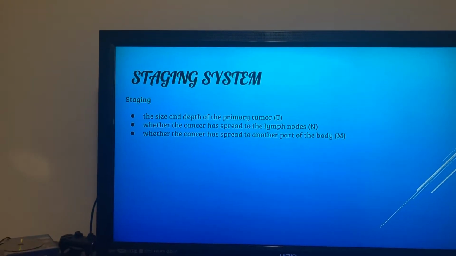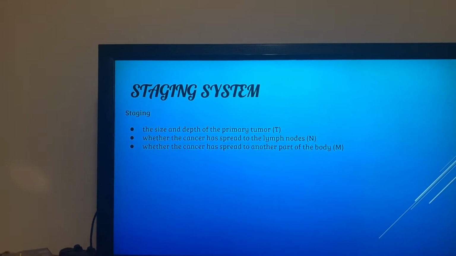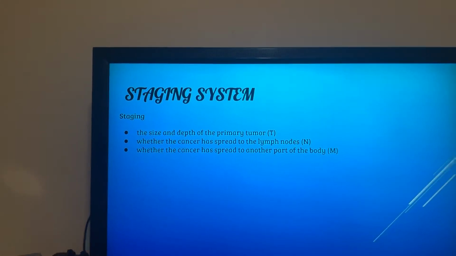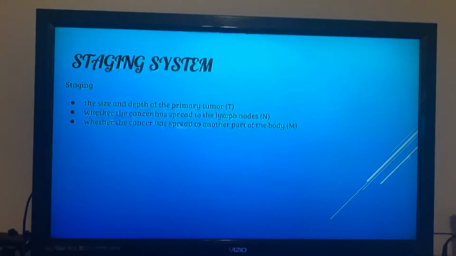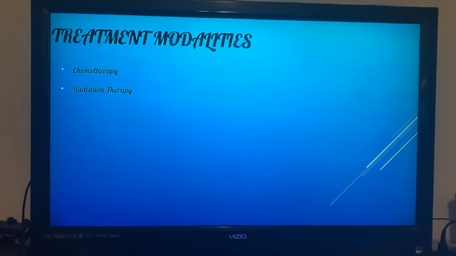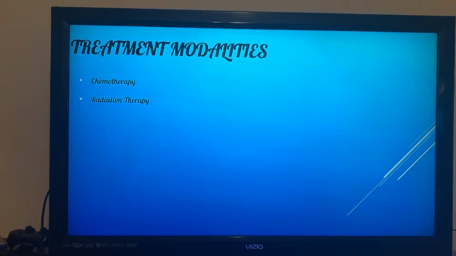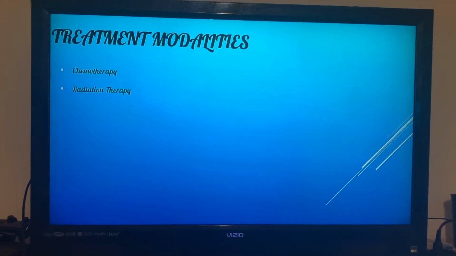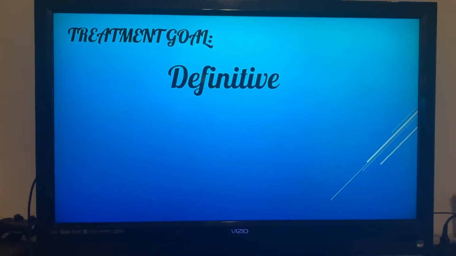Staging system, TNM. The size and depth of the primary tumor, whether the cancer has spread to the lymph nodes, and whether the cancer has spread to another part of the body. Treatment modalities: chemotherapy and radiation therapy were used. Treatment goal was definitive.